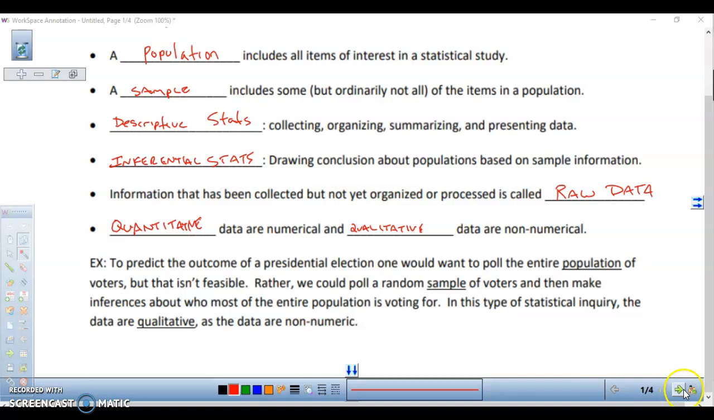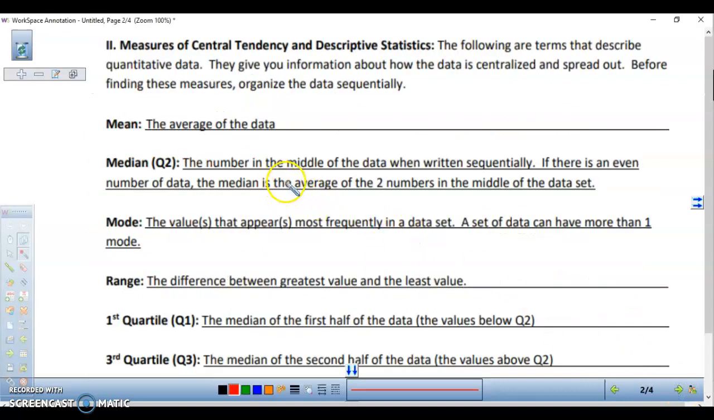Let's go to the next page. Okay, so these are called measures of central tendency. And if you guys want to pause the video and write these down, you can, but I'll just kind of talk you through them. The following are terms that describe quantitative data, so numbers, all right? They give you information about how the data is centralized and spread out, all right? Before finding these measures, we organize the data sequentially, and it makes finding the values easier.